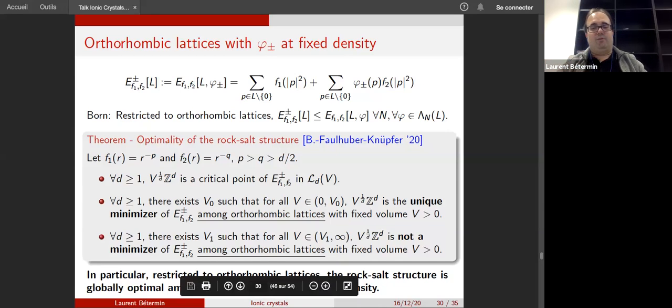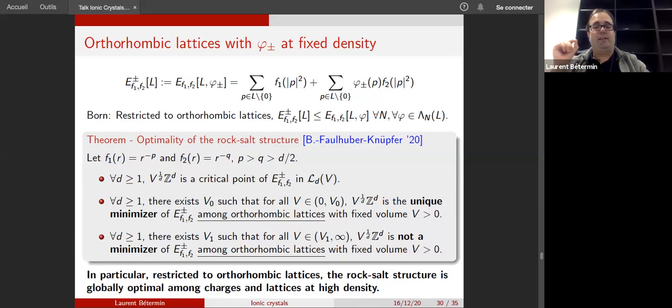But the take-home message here is this one. If you restrict to orthorhombic lattices, the rock-salt structure is globally optimal among charges and lattices at high density. So if you fix a high density, you will get the rock-salt structure. So now if you imagine that you are on a crystal and you also have orbitals that force you to be in a certain orthorhombic shape, then you can know what will be the minimizer at high density.